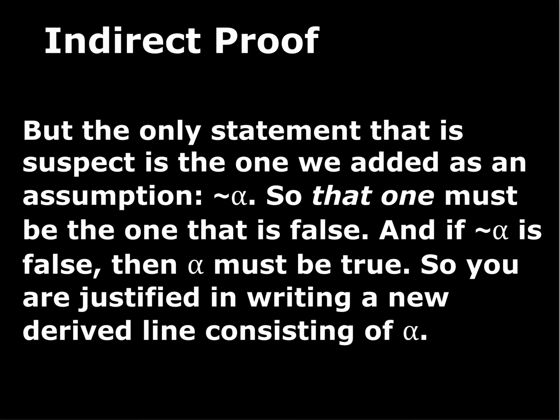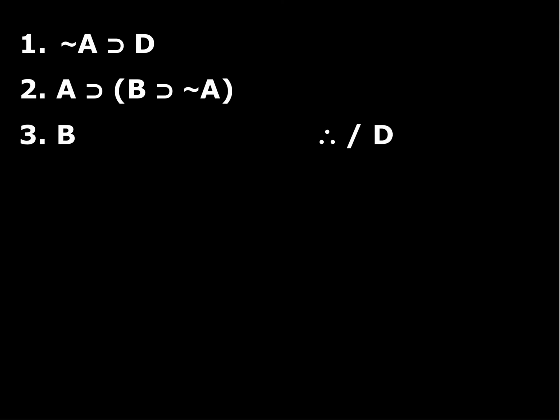Okay? The only thing that's suspect was our assumption. Everything else was a premise or something we derived directly from a premise, and we're assuming that those are okay. Now, they may not be, but don't worry about that. The only thing that is suspect was our assumption, so that has to be the thing that was false. That's the culprit, okay, not alpha. And if not alpha is false, alpha has to be true. Okay, so that's the other way of thinking of it. Let's do another example.